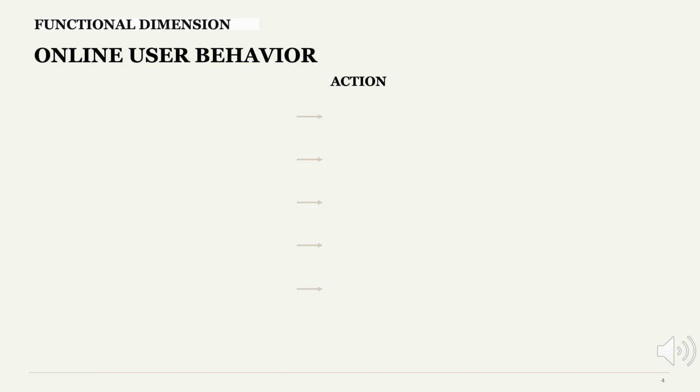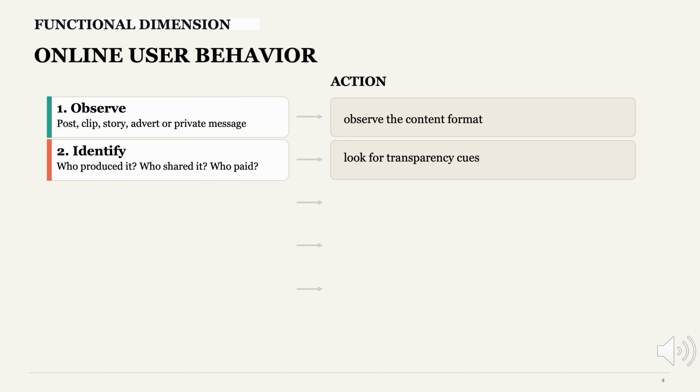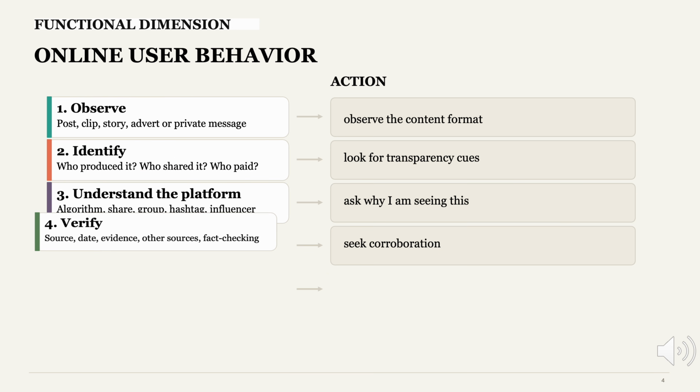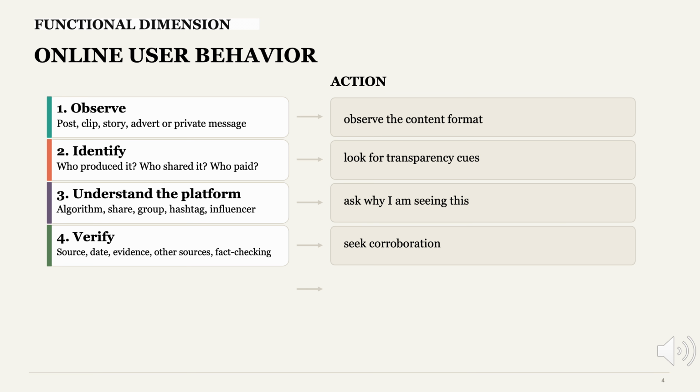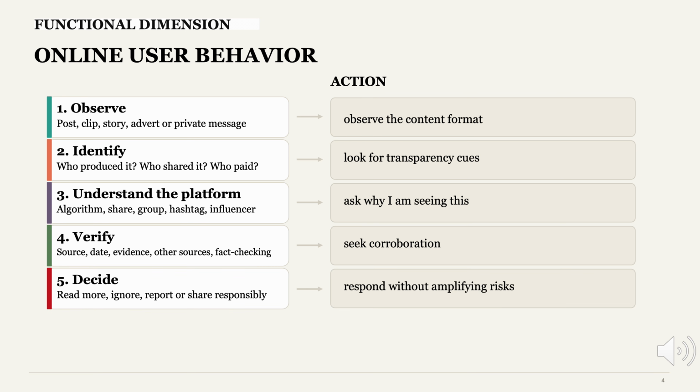This pathway suggests a better sequence. Start by observing what kind of content it is. Then identify who is behind it. Next, understand why the platform is showing it. After that, verify the information before treating it as reliable. Only then should the user decide what to do with it. The point isn't to make users suspicious of everything they see online. The point of the pathway is to help them pause, read the signals, and respond responsibly.